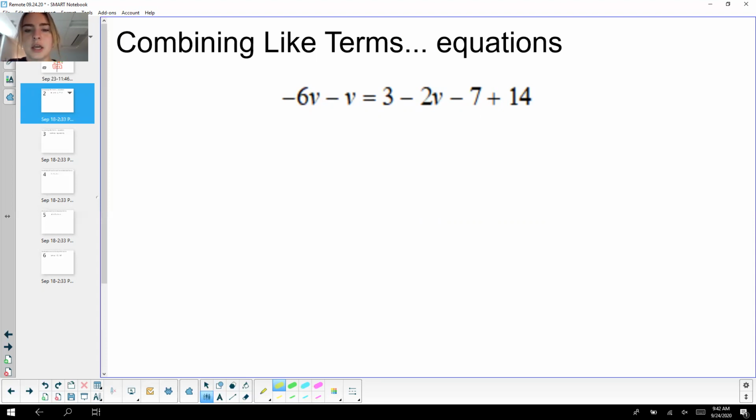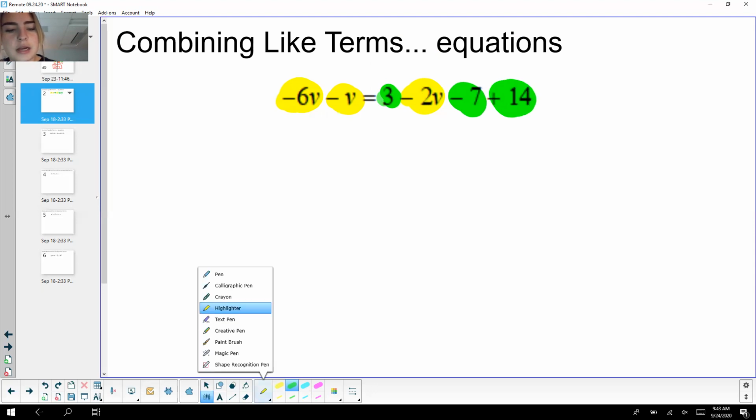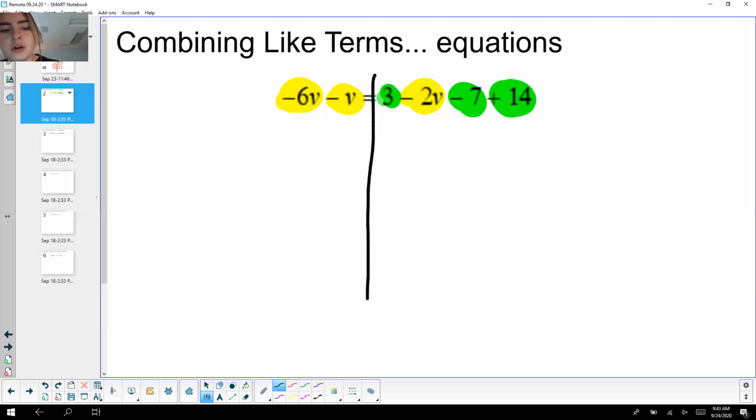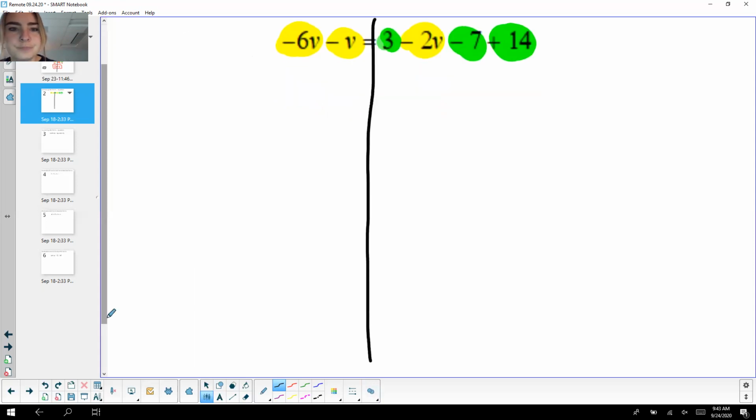All right, so when you're looking at an equation like this, I want you to take one of your colors, so whatever color or a shape if you want to box it in, and go ahead and highlight all of your variable terms. Notice that I am including those negative signs. So if I have a -6v, -v, and -2v. So if you don't include those, that could mess up your whole answer. So I'm going to go ahead and highlight my constants in green, and then I'm going to draw my line down the middle.